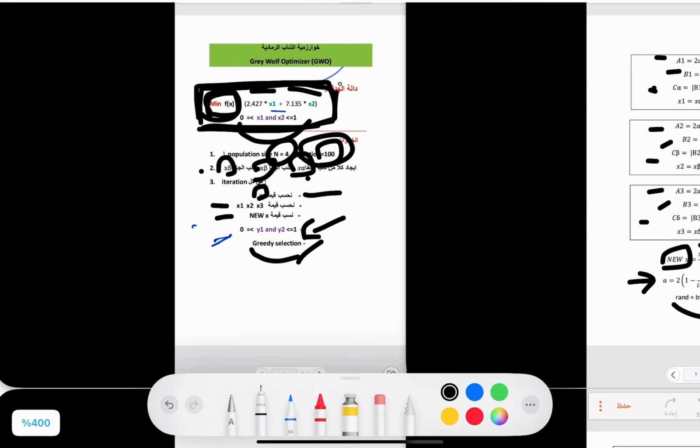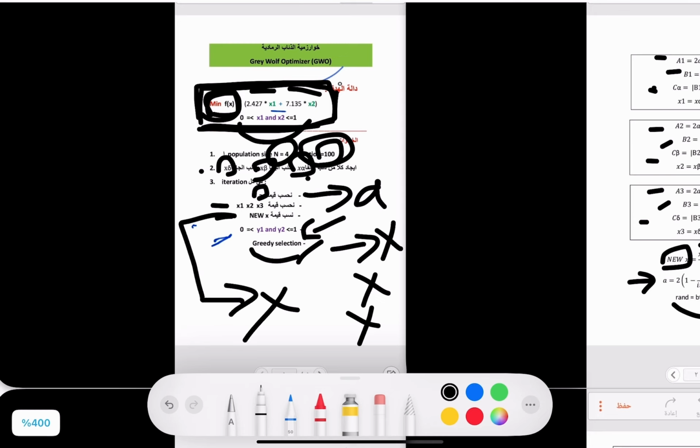For each iteration, we're going to find the value of a. Then we're going to find a value for x1, x2, x3. Then we're going to find the new answer for x. The new answer will be the mean value of all three x's. And then the limitations of our answer in terms of y1, y2 will be similar to the same limitations that we have in the question for x1 and x2. We're going to pick a greedy selection that gives us the minimal value. That is going to be the minimal value that we get for f of x.